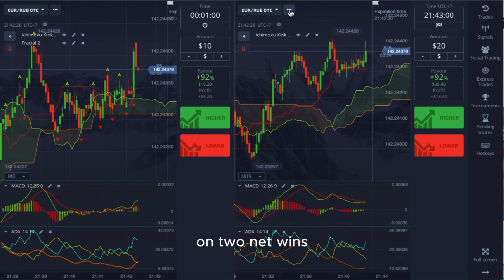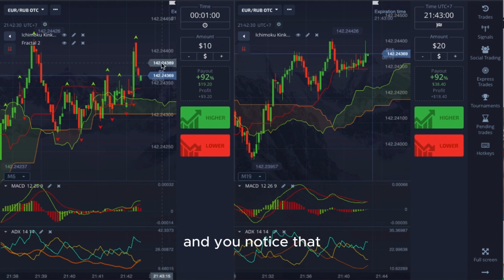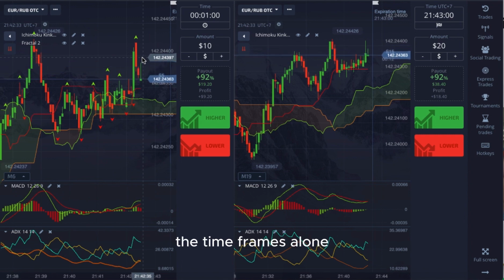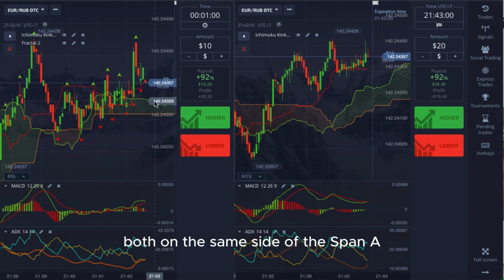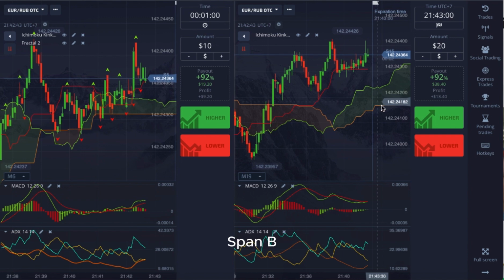Now we're on 2 net wins already. So what are the key aspects? You notice that I've just been talking about the time frames alone. This is the key thing. What are we looking at? Once again, we're looking at a few things. We're looking at: are they both on the same side of the span A, span B?